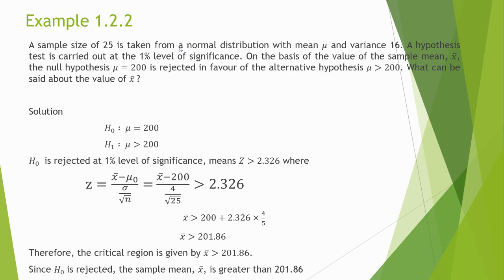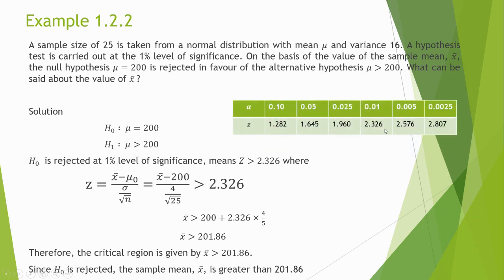So we know that H naught is mu equals 200, and our alternative hypothesis is mu greater than 200. Then we will consider a one-tail test on the right side. They say that H naught is rejected at the 1% level, and the critical value for 1% is 2.326. So we reject if your Z is greater than this value. Since H naught is rejected, your Z will be greater than this value.